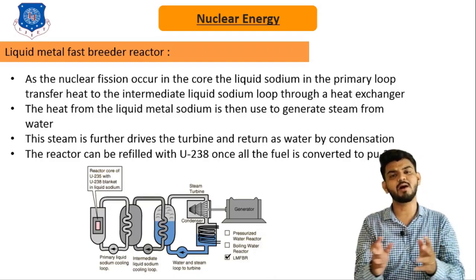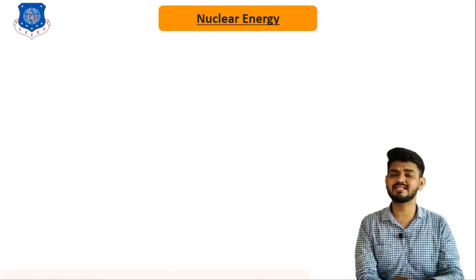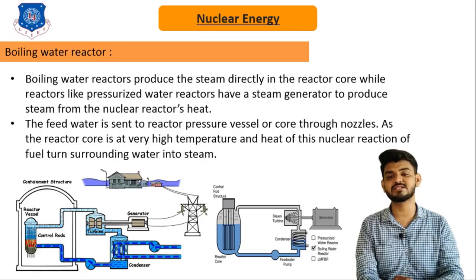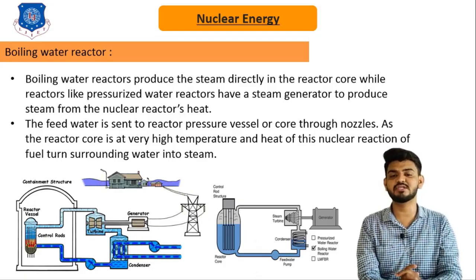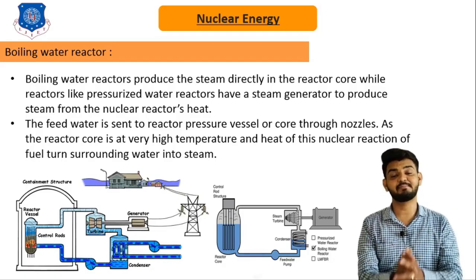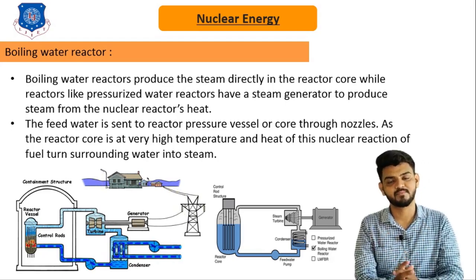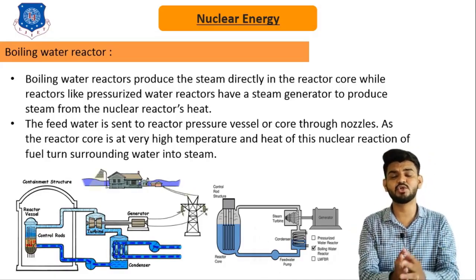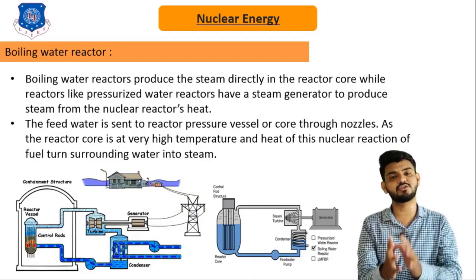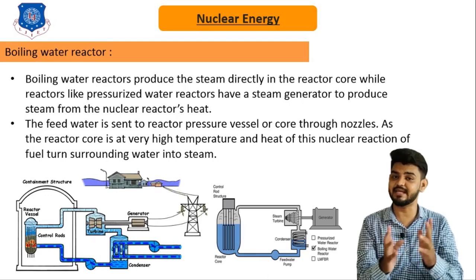So it was all about the liquid metal fast breeder reactor. Now let's see the second type of nuclear reactor, and that is the boiling water reactor. Well, the boiling water reactor produces steam directly in the reactor core, while pressurized water reactors have a steam generator to produce steam. In the previous reactor we have seen that a separate loop is used to convert water into steam, while the boiling water reactor does not involve any secondary loop.